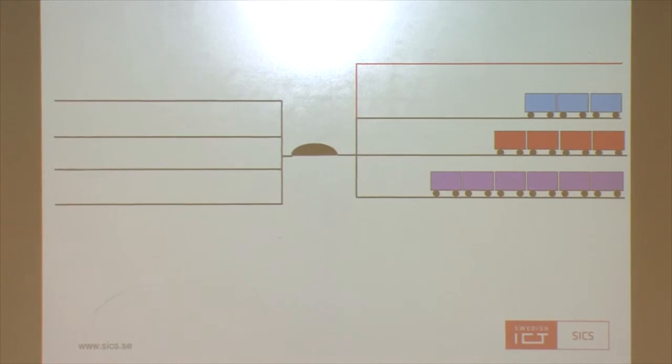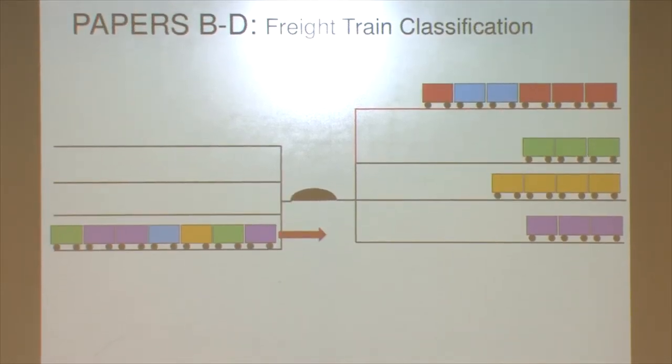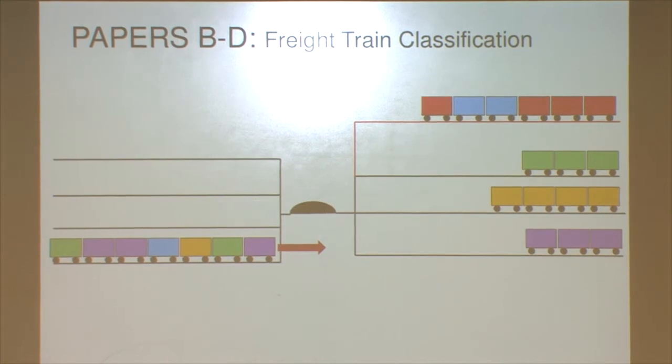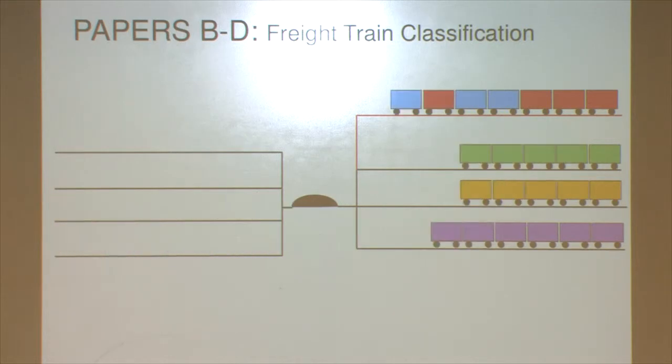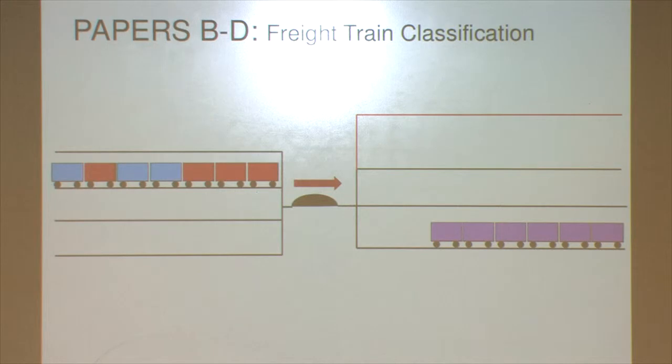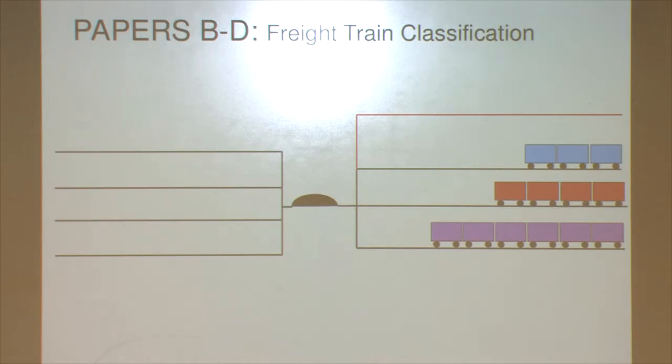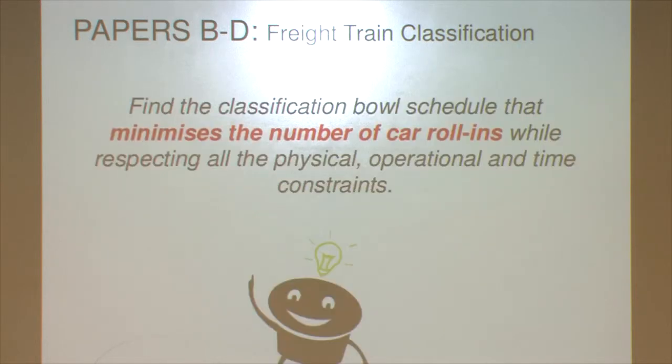And what we have done is that we have heuristics for the roll-in times. So when the trains are rolled in from the arrival yard, and we have heuristics that decide when we're going to do the pullbacks, and we have heuristics that decide when the trains are going to be rolled out from the classification track. And then we try to minimize the number of cars that are pulled back from the mixing track. Because whenever you do a pullback, that is going to be effort that you would rather not do. So we try to minimize the number of pullbacks, which equals minimizing the number of roll-ins. So we want to find the classification bowl schedule that minimizes the number of car roll-ins while respecting all the physical, operational, and time constraints.